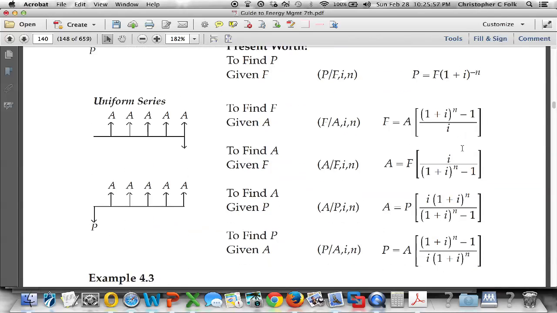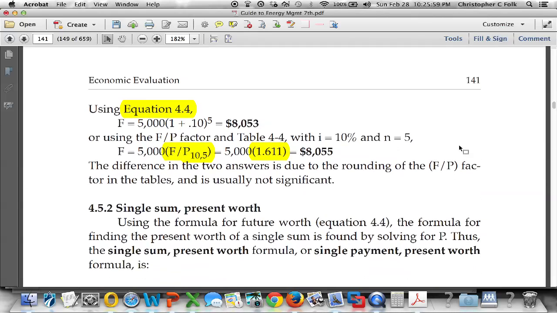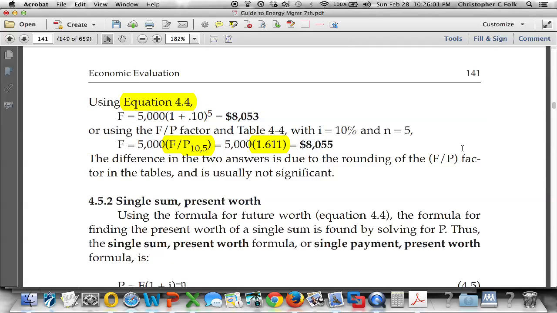So let's go back down here to my first problem, equation 4-4. They're saying F is worth 5,000. We're going to multiply it times some factor, and the factor they're saying is going to be 1.611. We're going to take $5,000, and we've got this table on the next page.